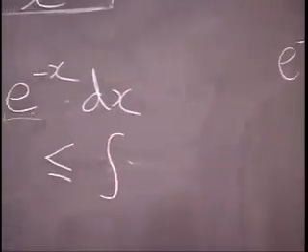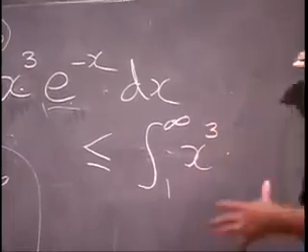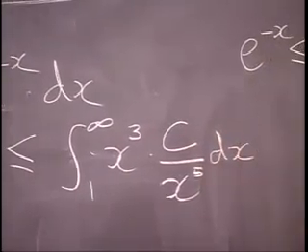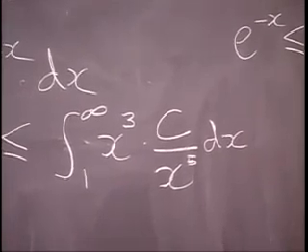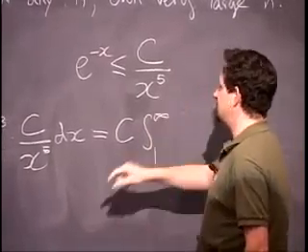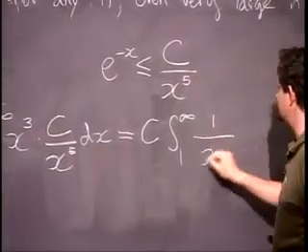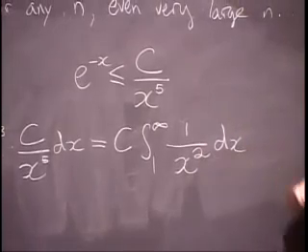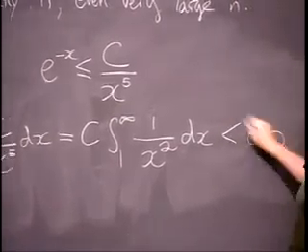I can now use just direct comparison since everything is positive. And I can replace the e to the x by something bigger than it, which is c over x to the 5. Now the constant, it has to be there, but it's insignificant because constants don't affect anything. They just pop out of the integral. And in this case, having a power 2 more has cancelled out down to 1 over x squared. And that number 2 is bigger than 1. So by the p-test, it converges.